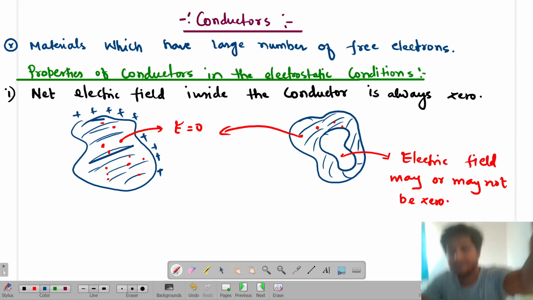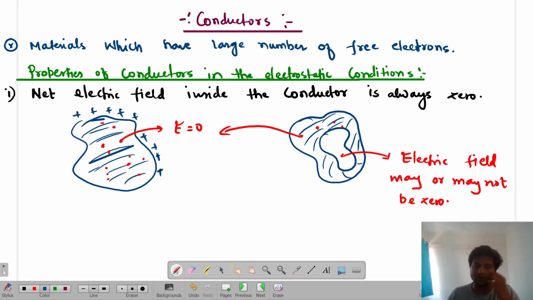Is it clear now? So for solids, as the charges appear on the surface, that is why the electric field inside the conductor is zero. But here also the charges will appear on the surface, but over here we don't know what kind of cavity it is. So that's why it may be zero or may not be zero. Are you able to get me? Is that clear?